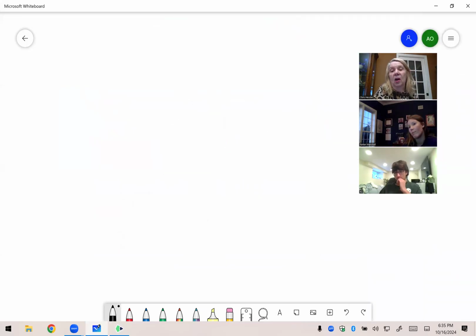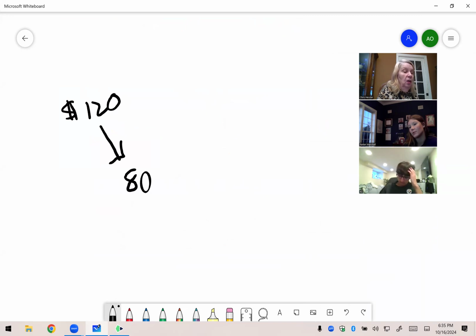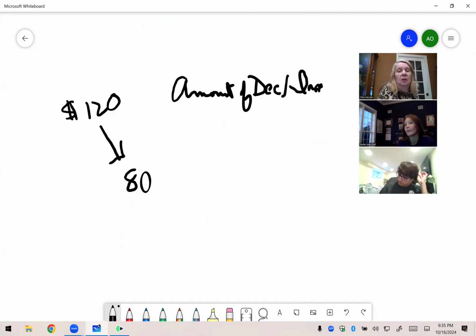So you're going to buy a homecoming dress, okay? And the dress was $120, but it's down to 80. You see that formula there? It says the amount of the decrease or the increase all over the original. And that's the tricky part.